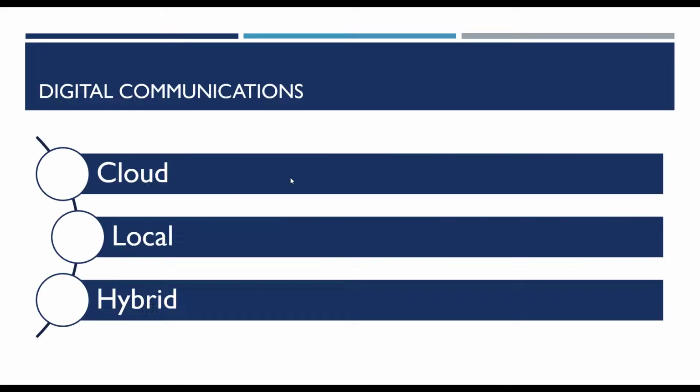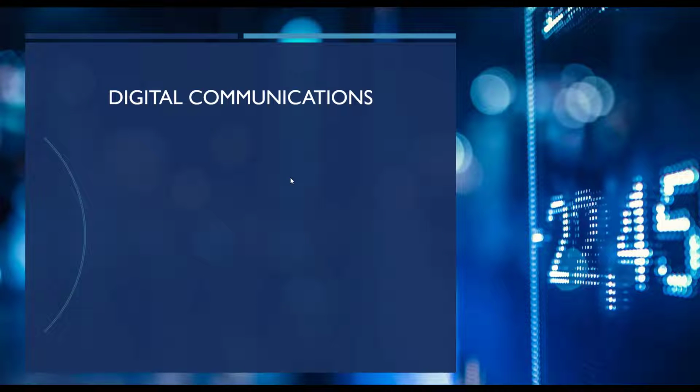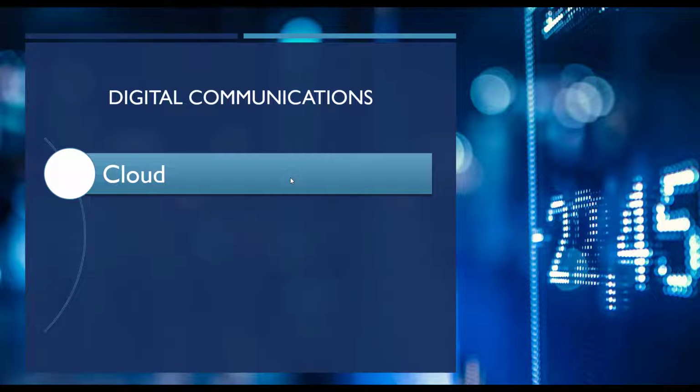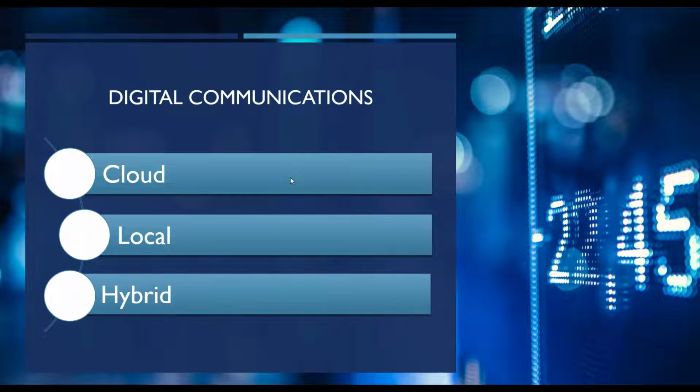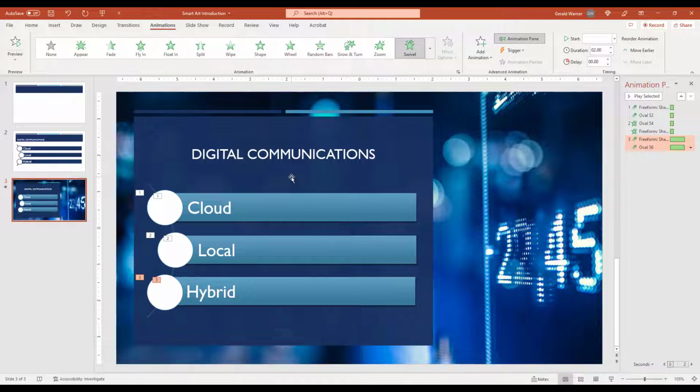So then we can go back out to our presentation view. And we can go down from the first slide, second slide. Here's our slide with the items we changed. Fly in, wipe, and the swivel. So that's how you animate in SmartArt.